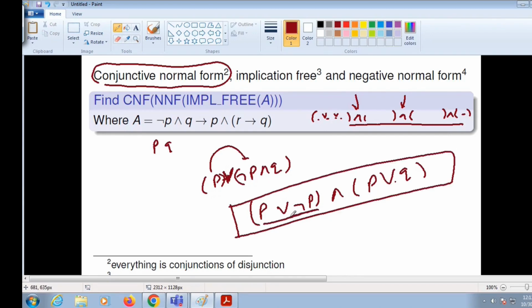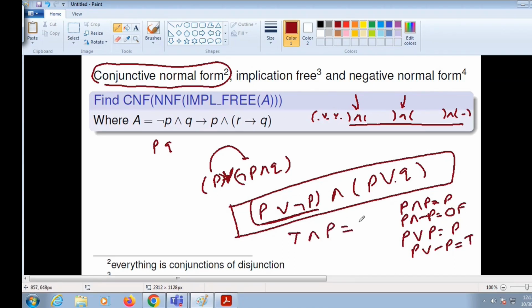Here, since P and not P is there, P and not P is equal to what? 0. At least one of them is going to be 0, so it is false. P OR P is equal to P, and P OR not P is equal to true. So true and P is equal to P, so this goes away. However, multiple terms are there, and you can write like this.